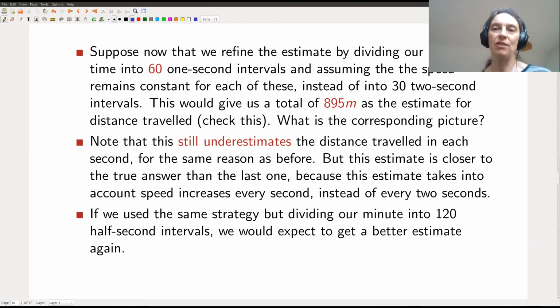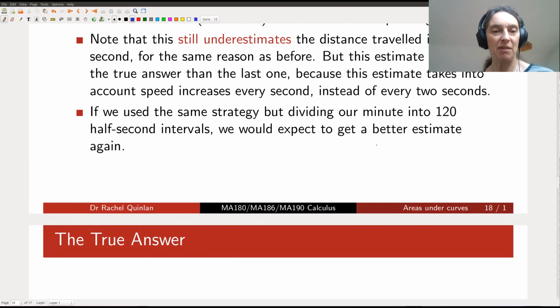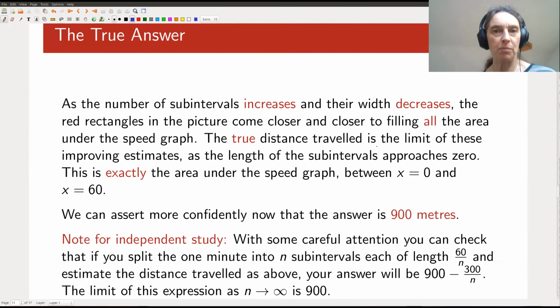Okay, in the question of calculating the distance traveled by our car, what we're trying to persuade ourselves of is that what we should be trying to get at is the area under our speed graph. So let's see why that should be true. As the number of subintervals in our estimates increases, remember, we're assuming that the speed is constant over each subinterval so that we can calculate the distance traveled in each subinterval. As the number of subintervals increases and their width decreases, the red rectangles in the picture had 30 of them, but if we take 60 or 120 or whatever, the red rectangles come closer and closer to filling all the area under the speed graph.